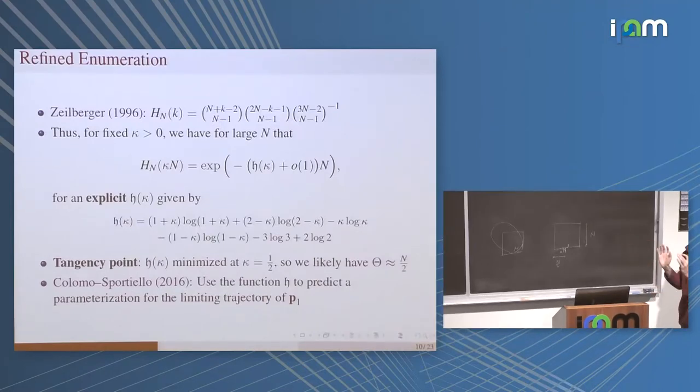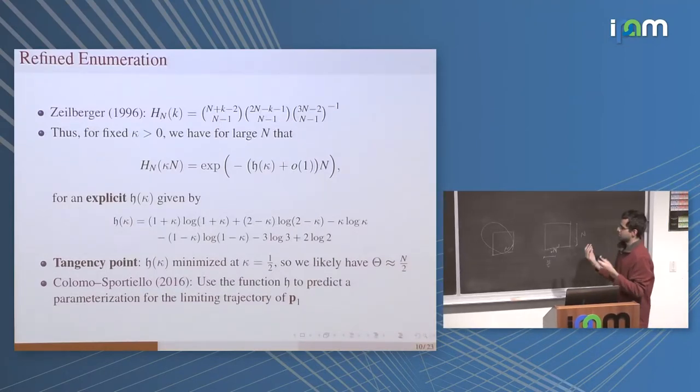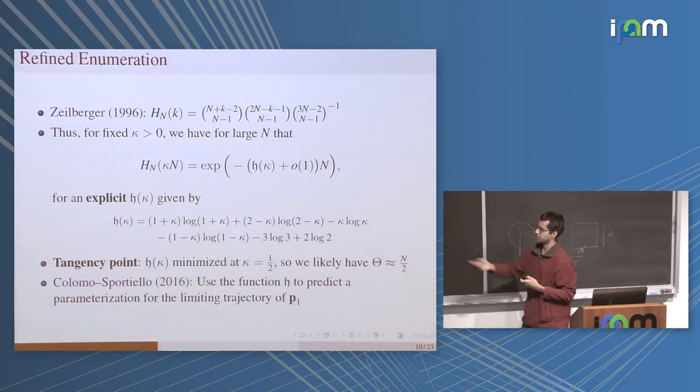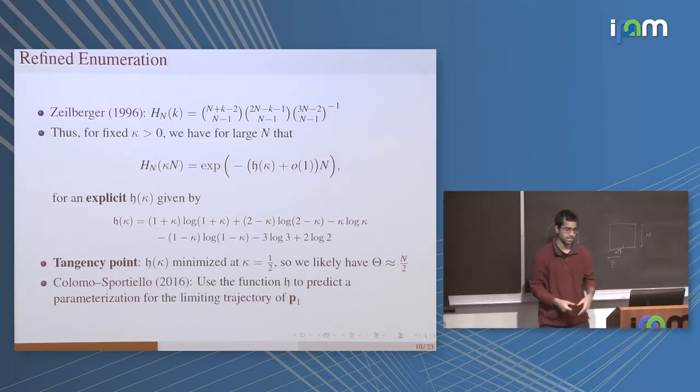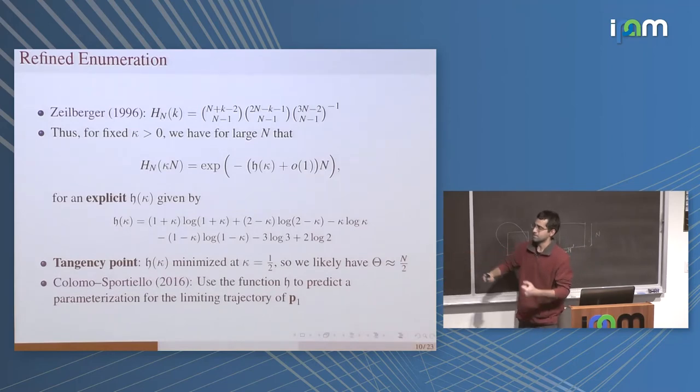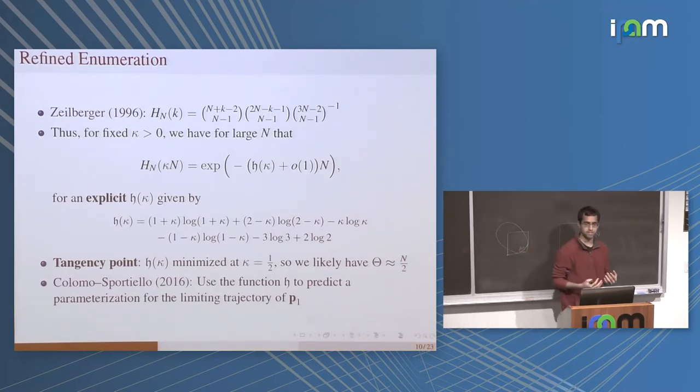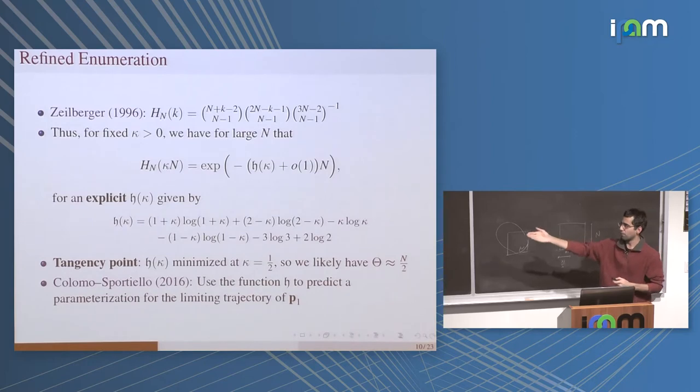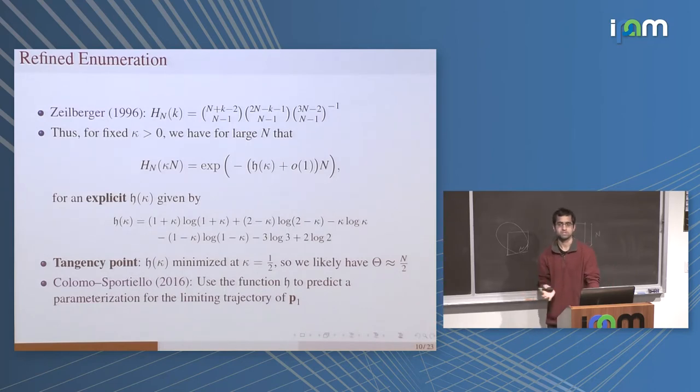And this is heuristic at the moment. The remarkable feature of this tangent method heuristic of Colomo and Sportiello is that they use the full formula. I've only used the minimum of h to obtain the tangency point. But the remarkable fact is that you can actually use the full formula for h to determine the whole arctic curve. Okay, any questions so far?